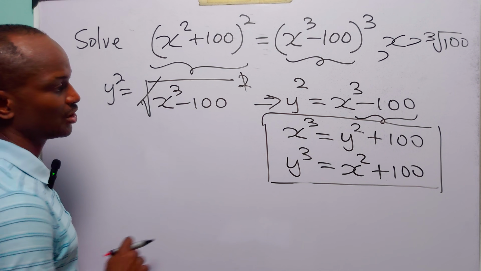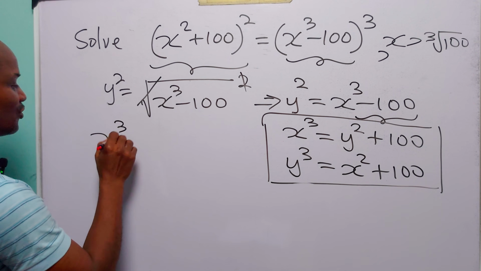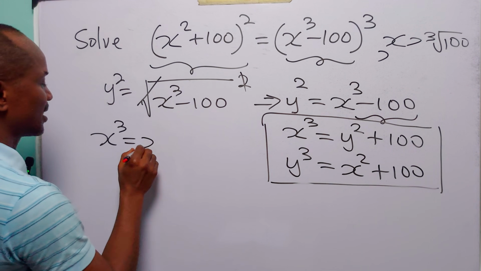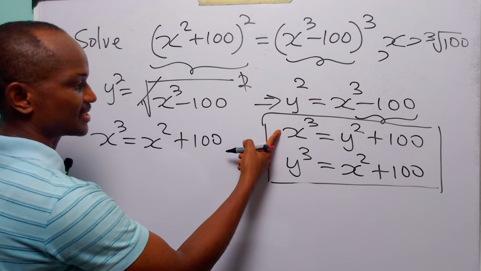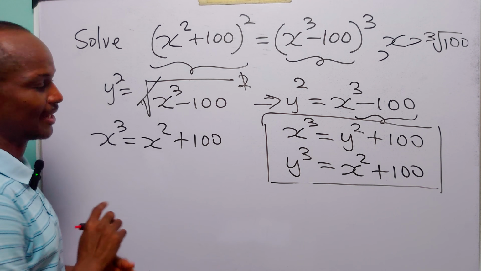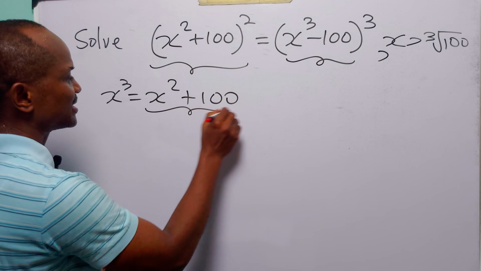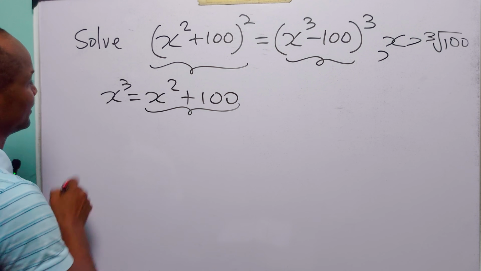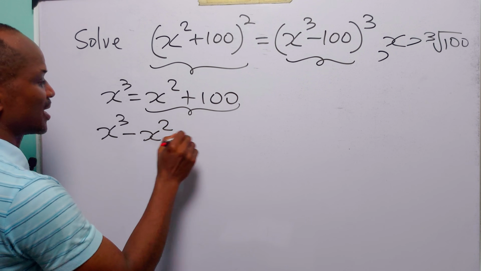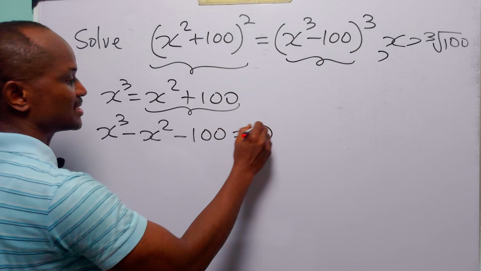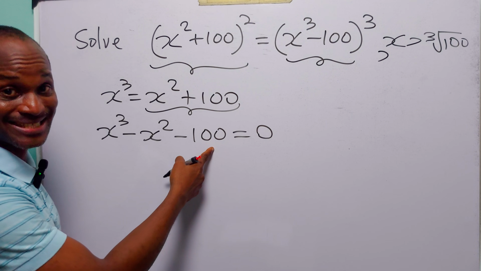And from our conclusion, we have that we can now write this equation as x cubed is equal to x squared plus 100, because of course x is equal to y. Now, to solve this cubic equation, we'll start by moving these two terms over to the left-hand side. When we do that, we have that x cubed minus x squared minus 100 is equal to 0.